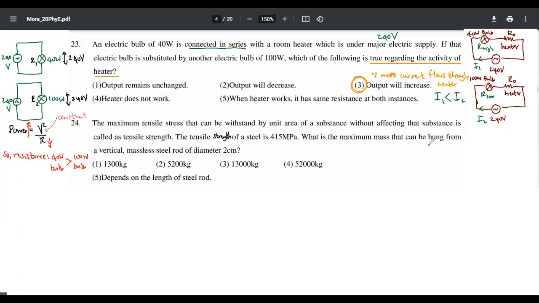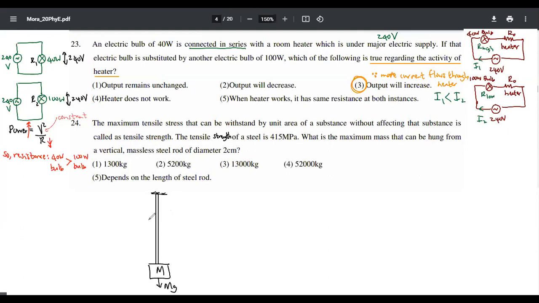What is the maximum mass that can be hung from a vertical massless steel rod of diameter 2 centimeters? Right, let's finish it off. It's going to be pretty easy. And what is the mass? We have to find the mass. So I've hung a mass. Let's say that is capital M. So the force I'm creating is mg.